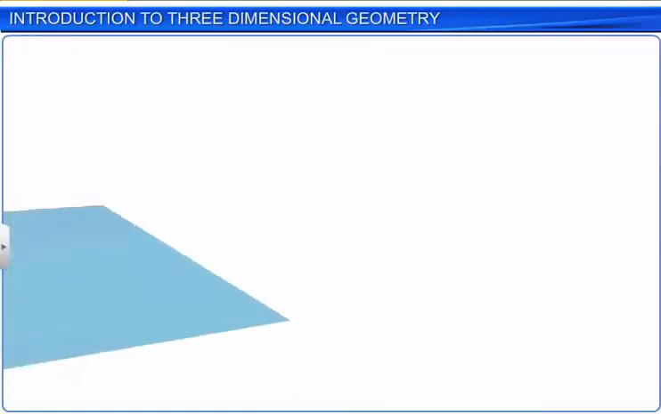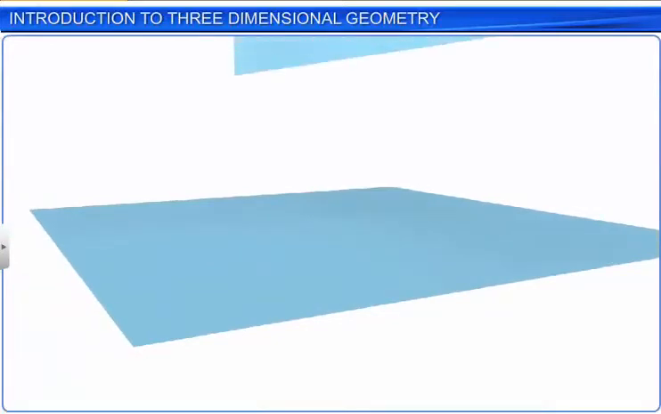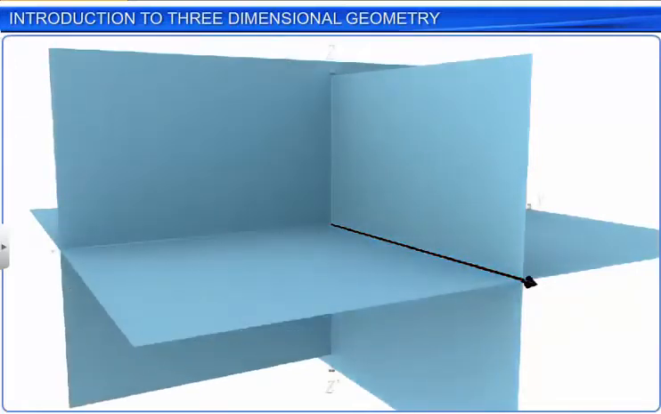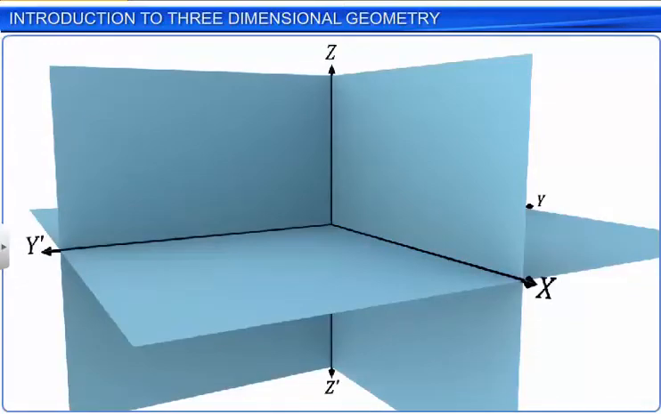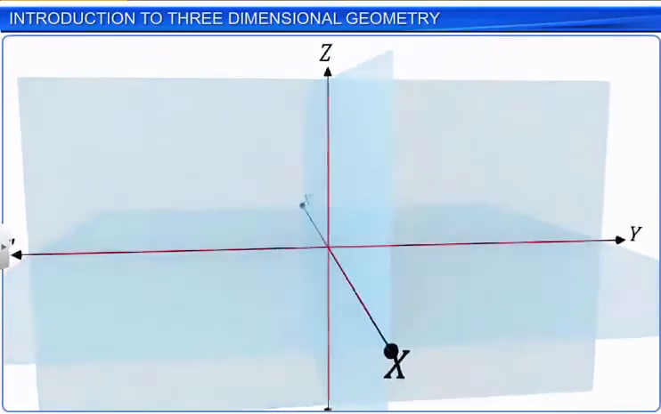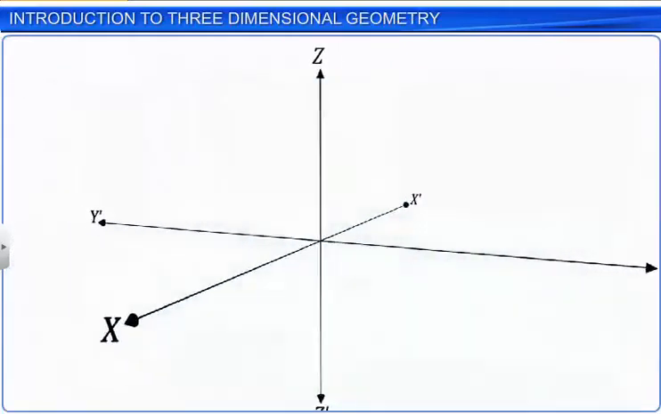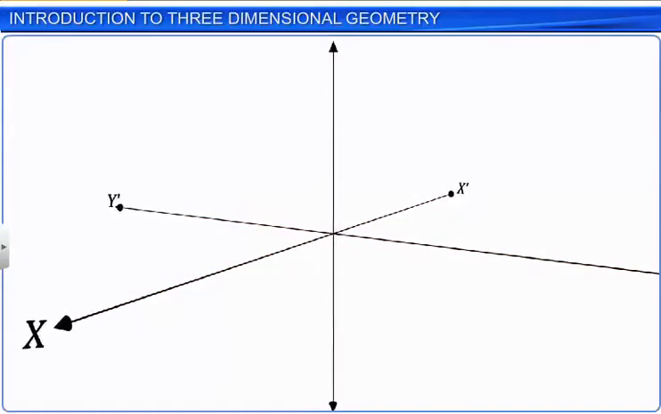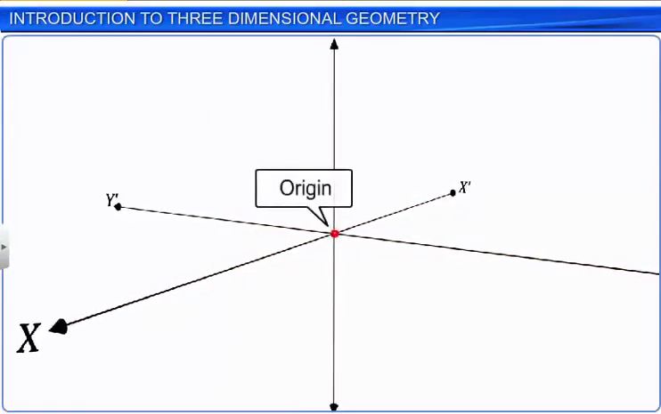We take two planes perpendicular to each other. The intersection of these two perpendicular planes is a straight line. Let's take another plane perpendicular to both the existing planes. With the intersection of this plane with the two existing planes, we get three lines mutually perpendicular to each other. These lines are called axes and are named as X, Y, and Z. The point of their concurrence is called the origin. The origin is denoted by the letter O.